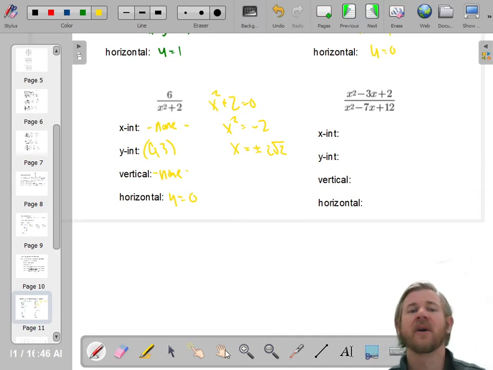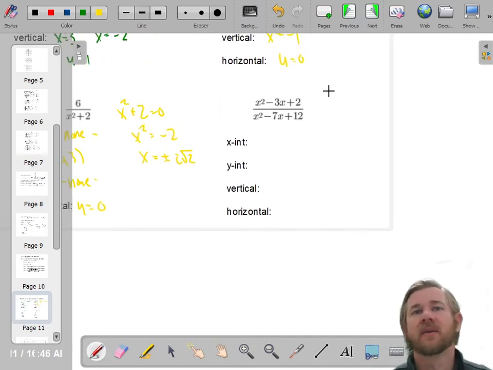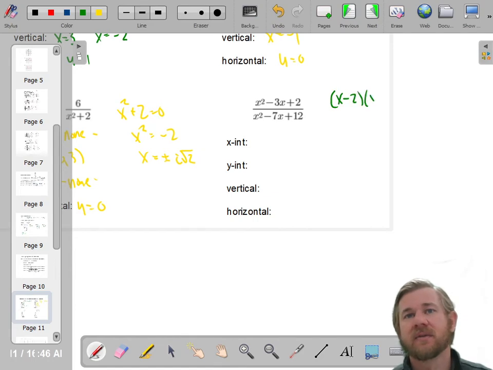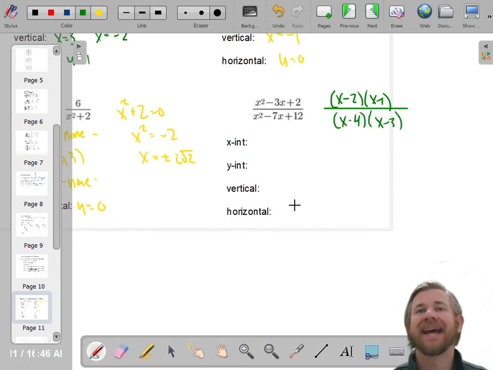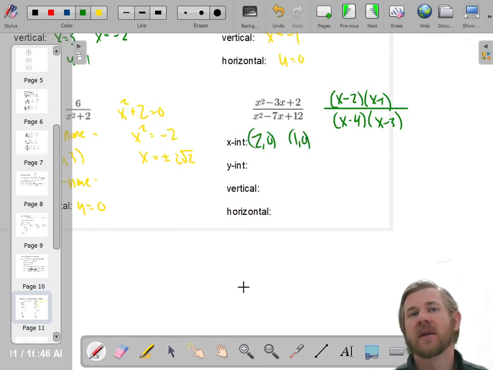One more. I'm going to go ahead and factor this real quick, and then we'll talk about it. This is (x minus 2)(x minus 1) over, if you factor the denominator, (x minus 4)(x minus 3). X-intercepts, when does the top equal 0? At 2 and at 1, when x equals 2 or x equals 1. Y-intercept, if you plug in 0, 2 divided by 12 is 1/6.